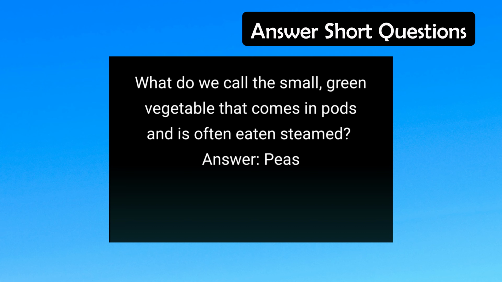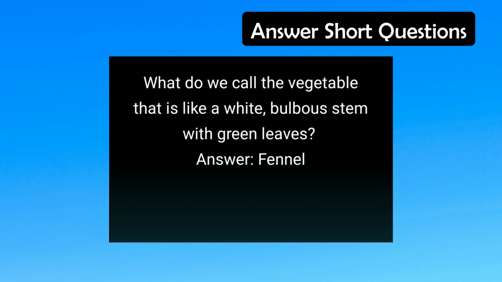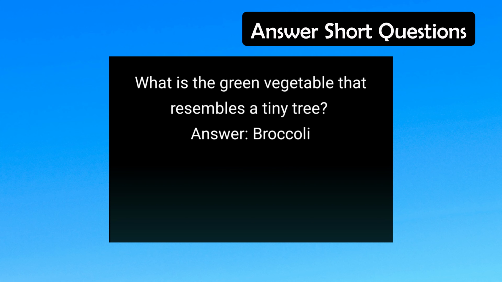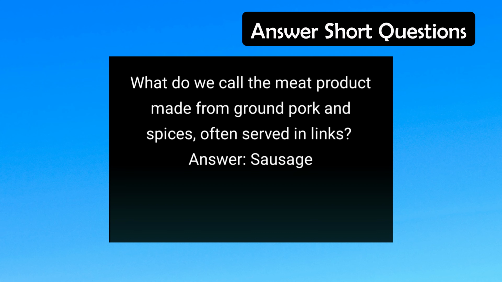Answer: peas. What do we call the vegetable that is like a white, bulbous stem with green leaves? Answer: fennel. What do we call the long, orange vegetable known for being eaten by rabbits? Answer: carrot. What is the green vegetable that resembles a tiny tree? Answer: broccoli. What do we call the meat product made from ground pork and spices, often served in links?